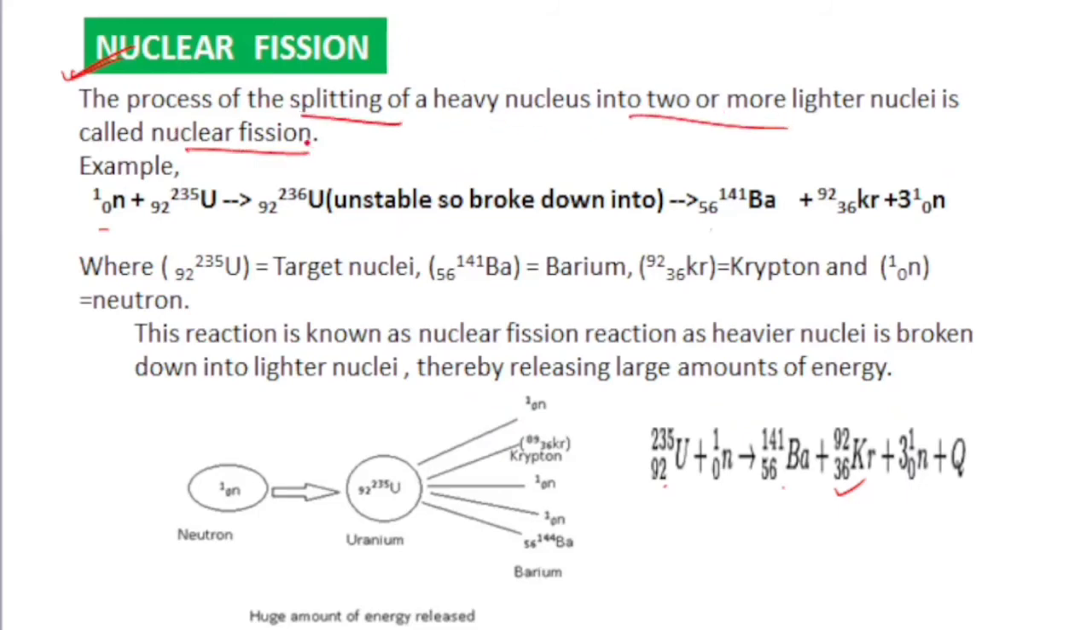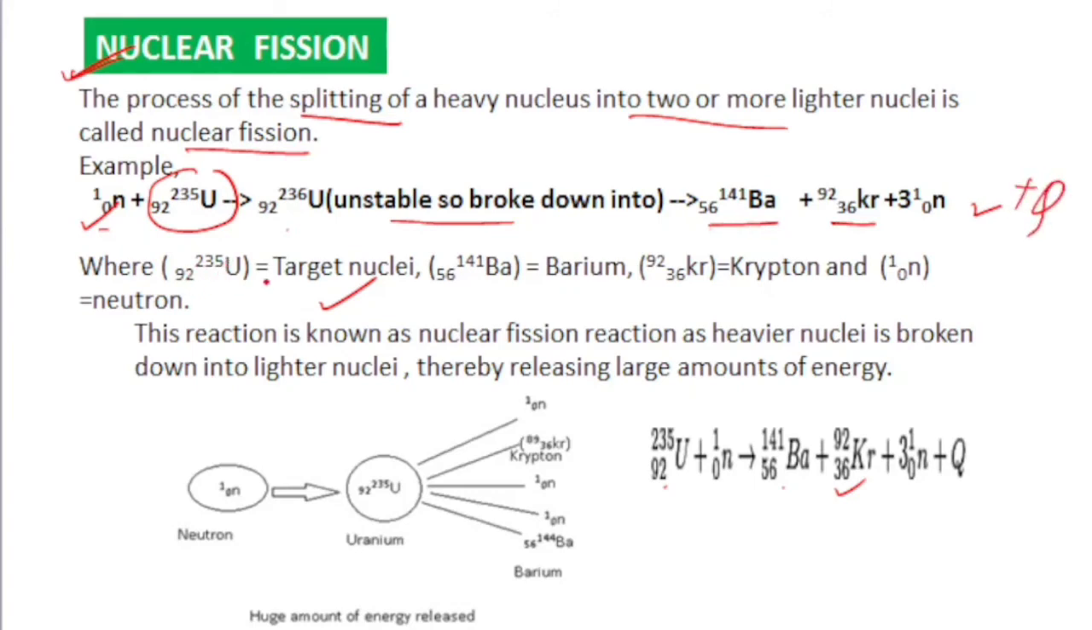This process is called nuclear fission. For example, suppose uranium-92-235 is a target nucleus over which a slow moving neutron strikes. It produces uranium-92-236, which is unstable. So it splits into barium 56-141, krypton 36-92, and 3 neutrons, with a large amount of energy released in this process.